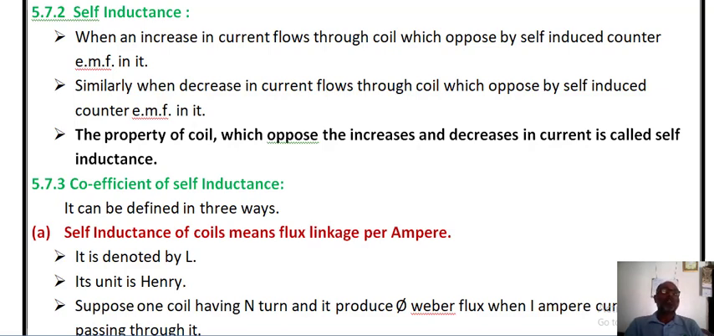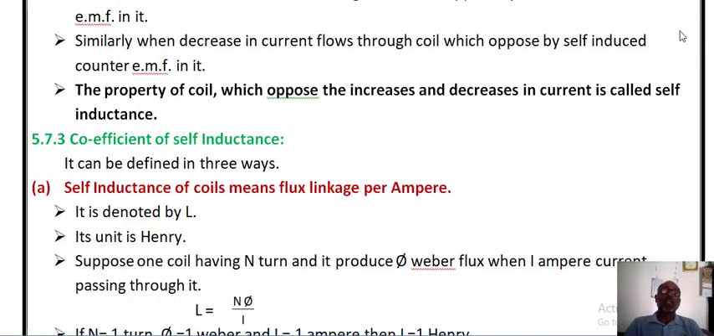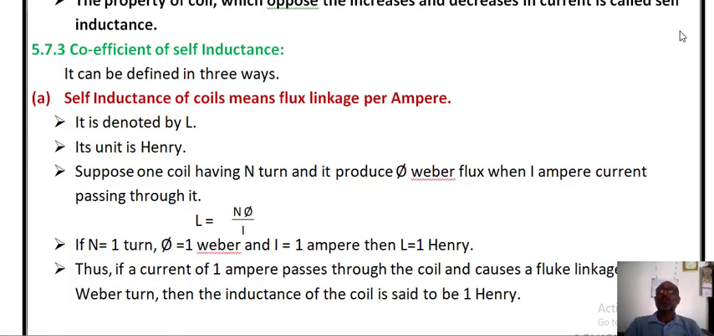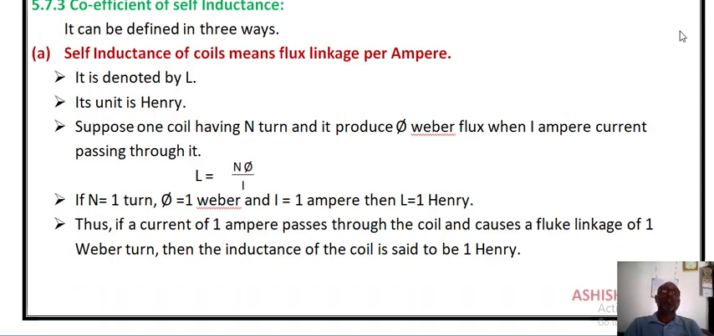Now the self-inductance is denoted by capital L and its unit is Henry. It is measured in Henry. Now let me see the coefficient of self-inductance. The coefficient of self-inductance can be defined in three ways. First, self-inductance of a coil means flux linkage per ampere.